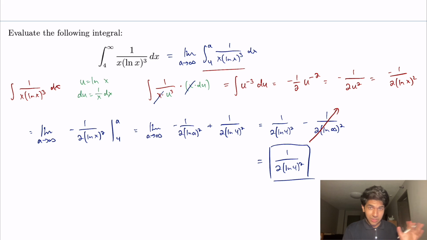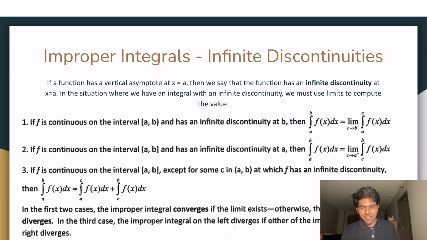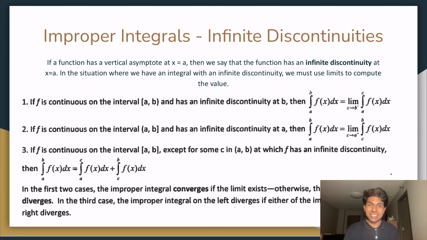But wait, there's more. We have to talk about infinite discontinuities. And now things are just starting to seem like complete jargon. What does improper integrals with infinite discontinuities even mean? That sounds like I'm speaking some Martian language, but alas, we have to learn what it means. So if a function has a vertical asymptote at x equals a, then we say that the function has an infinite discontinuity at x equals a.